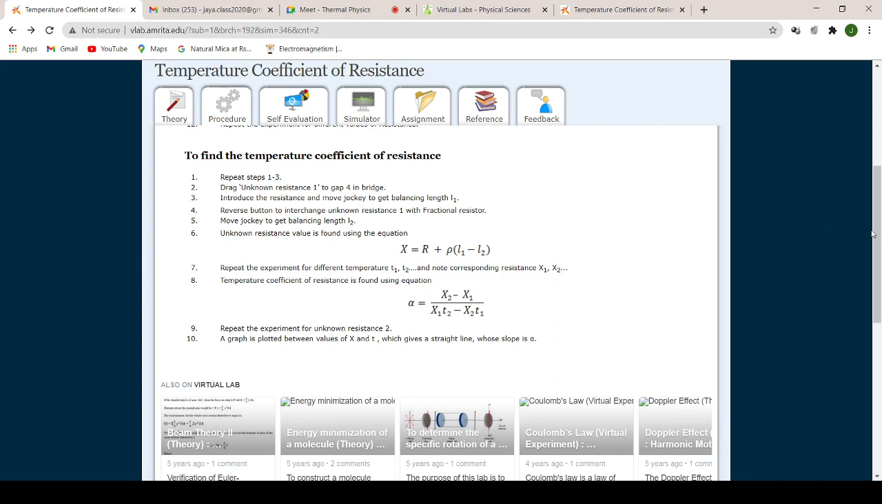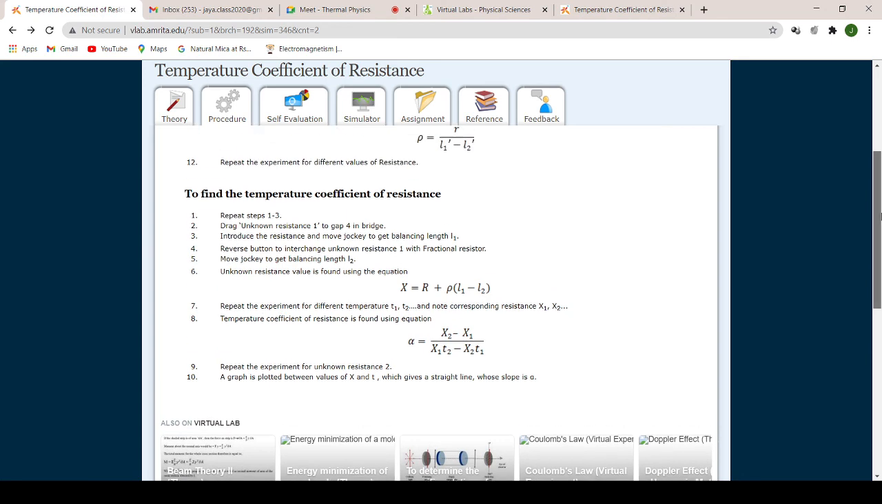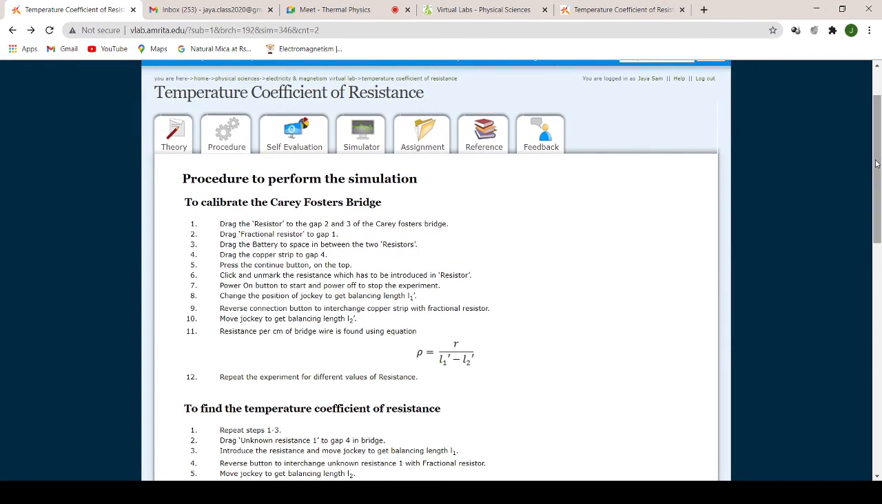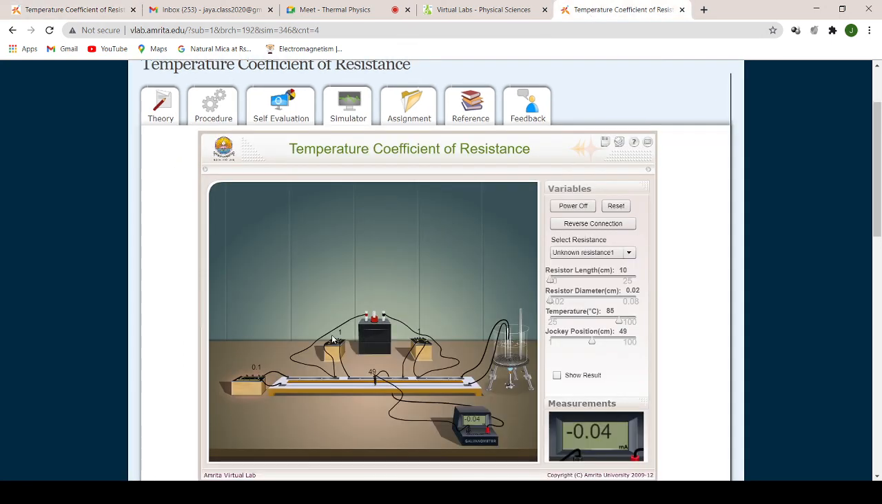This is how you do the experiment. First try out the calibration part, get a hold of how to do the experiment, and then go for the second part. In the calibration of the Carey Foster, the 12th step says repeat the experiment for different values of resistance. Please don't do it for now. Let us first understand how to actually do this experiment. Do it only for one resistor value, and as I showed you, only for 1 ohm and 0.1.